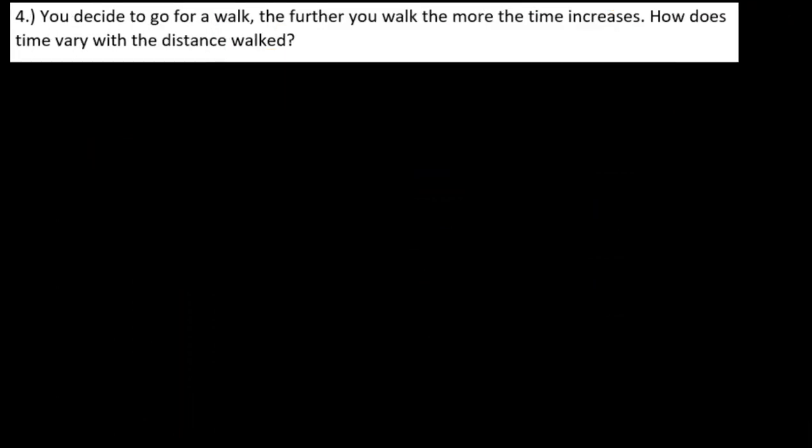Okay, here we are in our fourth example, and it says this. You decide to go for a walk, and the further you walk, the more the time increases. How does time vary? Let me put little quotation marks. How does time vary with the distance walked? Now go back to our second example. Think about that statement. When blank varies with blank, it's always the very first thing that is our dependent variable. We're saying that time is dependent on the distance walked, which becomes, of course, our independent variable.